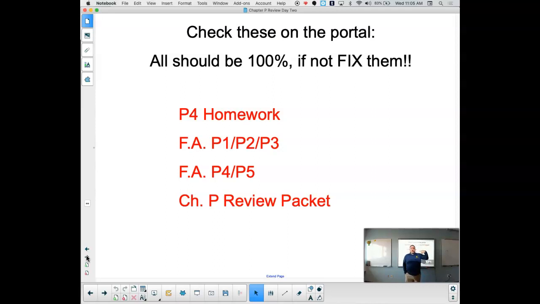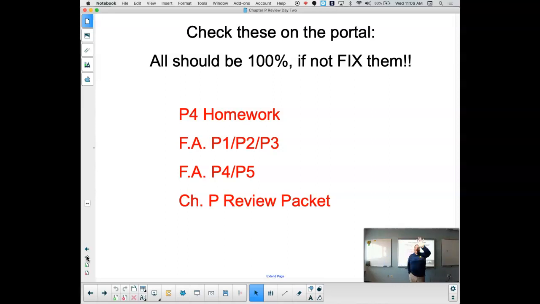The Chapter P review packet, that's not going to be 100% for you yet because I haven't corrected any of those yet. Actually, I lied. I've corrected like 2 or 3 of them. But my goal this afternoon is to get those corrected. So check those, make sure that all of those are at 100%. On the 2 formatives, if you have attempts left and you didn't get 100%, make sure that you use up all of your attempts to get the best score possible for you.